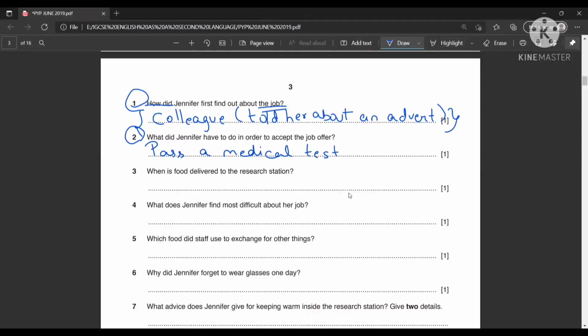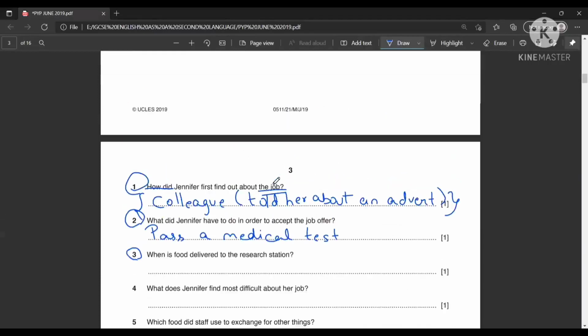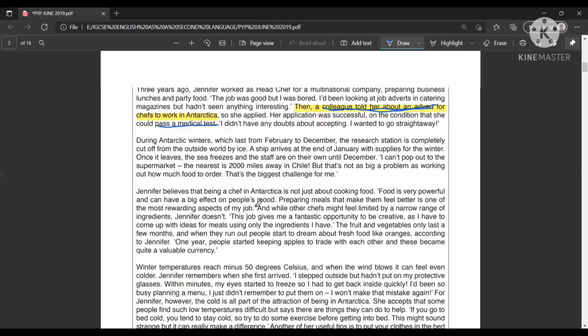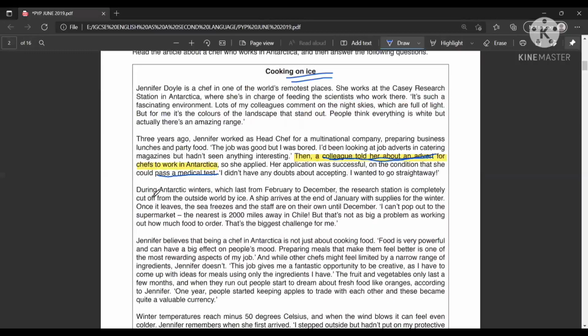Okay. When is food delivered to the research station? The third question. So let's try to locate the third answer. Where are we going to find it? In the third paragraph, because we have already completed the second one. During Antarctica winters, which last from February to December, the research station is completely cut off from the outside world by ice. A ship arrives at the end of January with supplies for the winter. Once it leaves, the ship freezes and the staff are on their own until December.